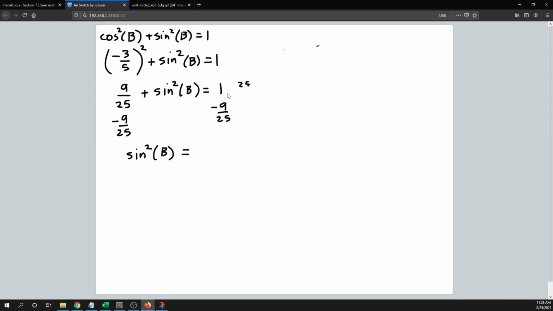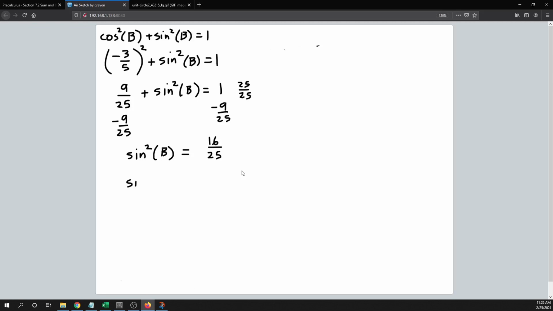Well, again, we would get a common denominator. So 1 is the same as 25/25. So 1 minus 9/25 is 25/25 minus 9/25. Now we're trying to subtract two fractions with common denominators, so we just subtract the numerators. 25 minus 9 is 16. And keep it over the same denominator, which is 25. So now we have sine squared B by itself on one side of the equation.